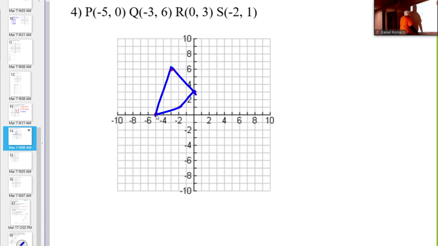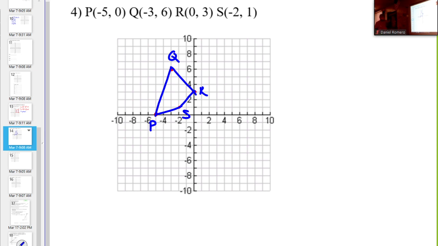Let's name the points. This was P, Q, here, R, S. In order to be a parallelogram, we have to have two pairs of parallel sides. We clearly don't. And if you can't be a parallelogram, that knocks out rectangle, that knocks out rhombus, and that knocks out square. Because any of those three would have to pass the parallelogram test.